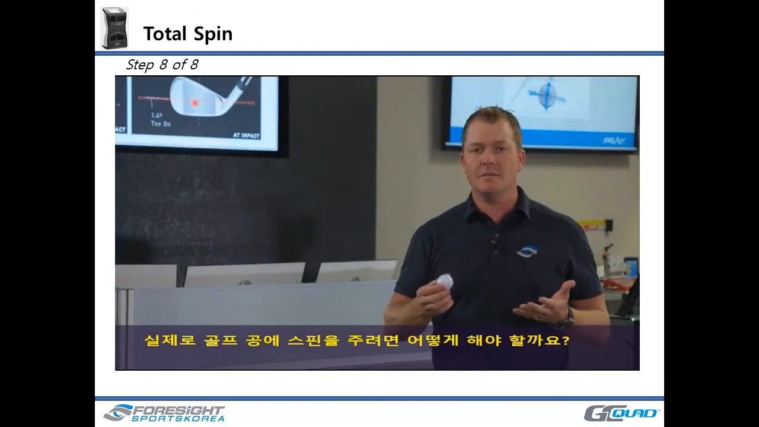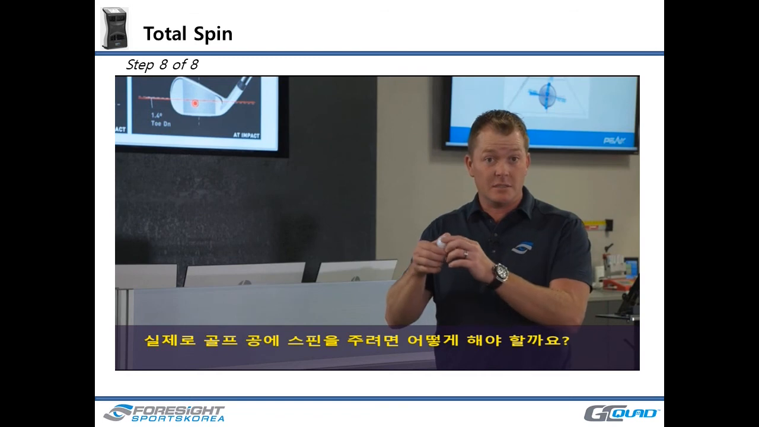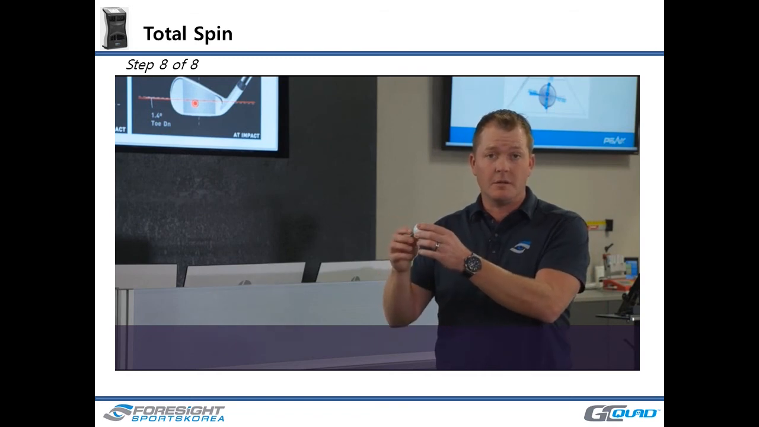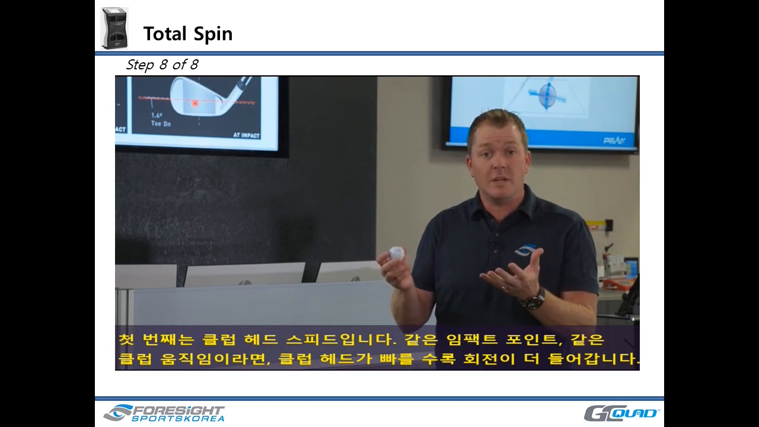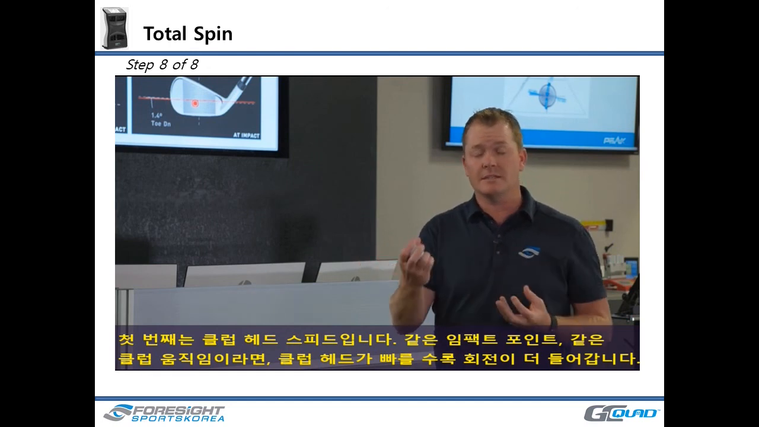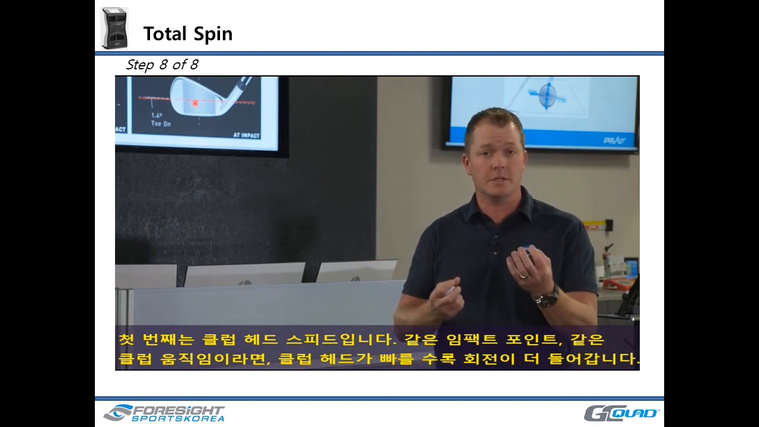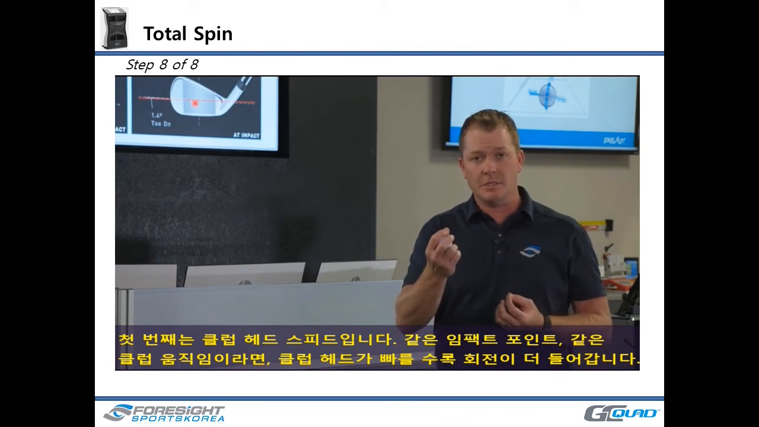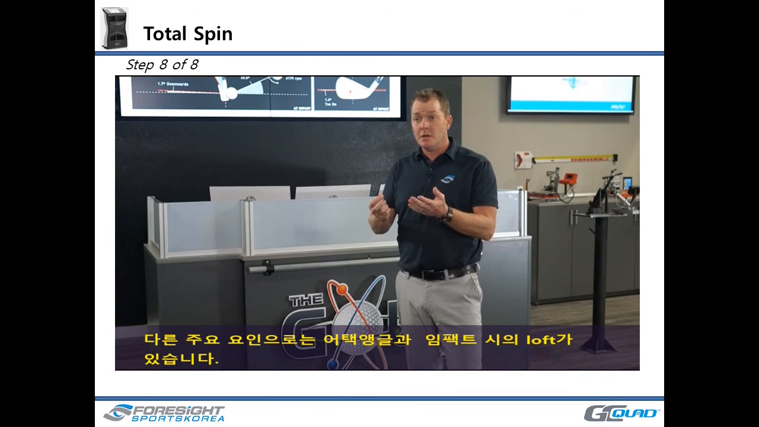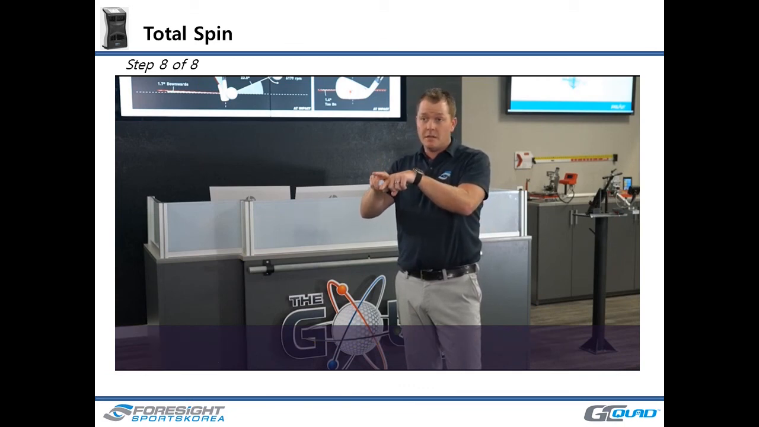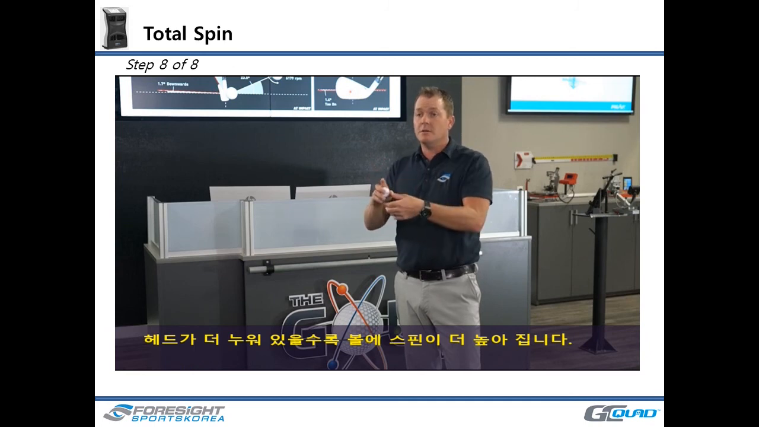So what are the key factors that are involved in actually putting spin on the golf ball? Well, the first one is club head speed. And simply put, if we have the exact same club delivery and the exact same impact point on two swings, the higher the club head speed, the higher the spin rate. Other key influencers are the difference between angle of attack and lofted impact. And the greater that opens up, the more spin is going to be on the golf ball.